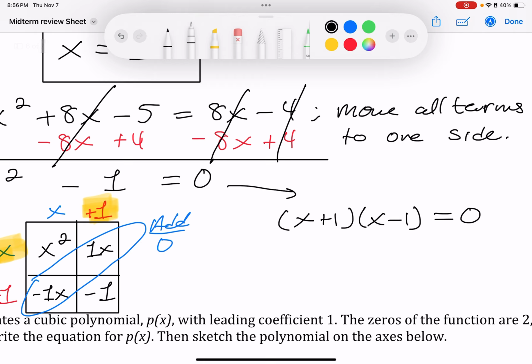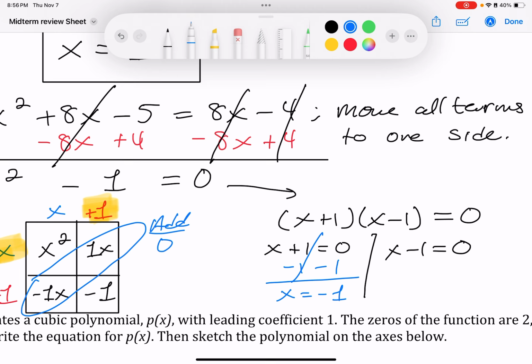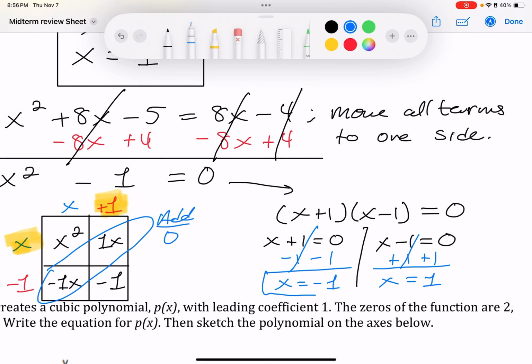So then by the zero product property, x plus 1 equals 0, or x minus 1 equals 0. For the one on the left, subtract 1 from both sides. The 1's cancel. x equals -1. And on the right side, we're going to add 1 to both sides. x equals +1. And those are our values of x.